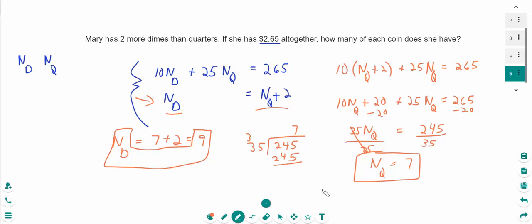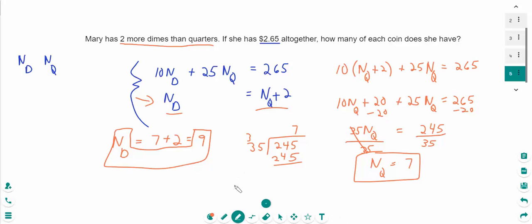9 dimes, 7 quarters. And once more, if we just make sure we did that right up here, it says 2 more dimes than quarters. So we should have more dimes than quarters. And we do. We have 9 dimes and we have 7 quarters. That's right on. So there we go.